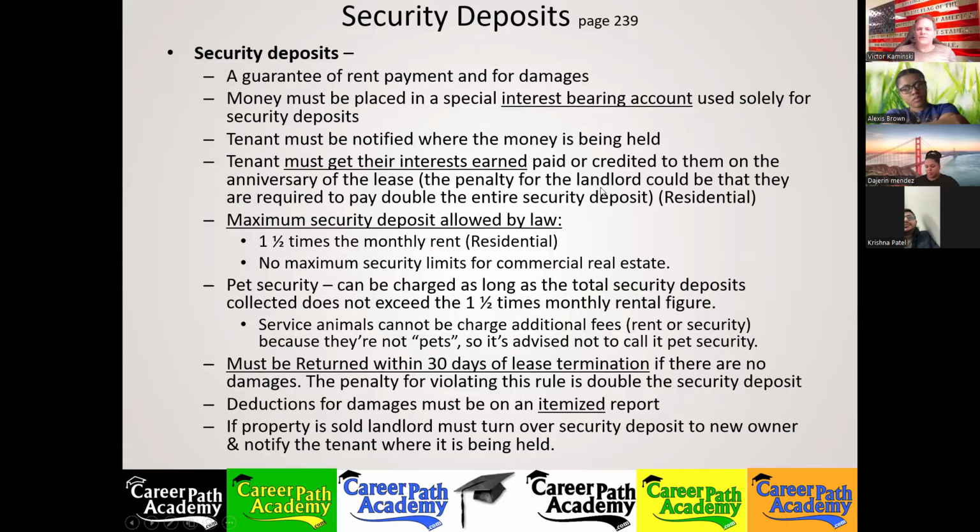The penalty for the landlord could be that they are required to pay double the entire security deposit to the tenant if they don't put their security deposit in an interest-bearing escrow account and notify them where that is. The maximum security amount that the landlord can charge a tenant by law for residential properties is 1.5 times the monthly rental figure.